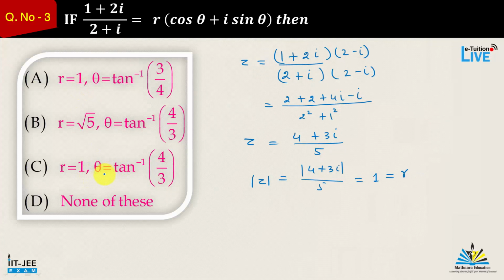Now next we need to move on to the argument theta. So the argument of z, that is theta, can be written as tan inverse mod of, this is in the first quadrant, so 3 by 5 upon 4 by 5, and you can see that is tan inverse 3 by 4, and so you can see that A is the correct option in this question.